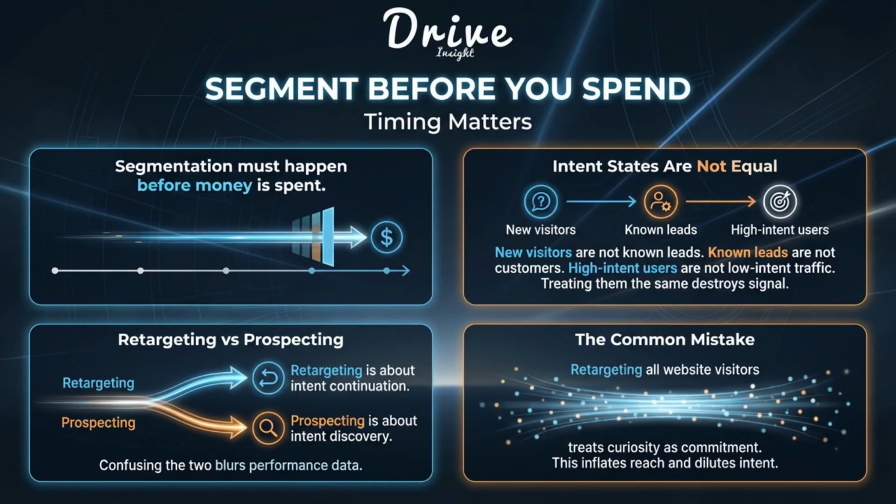That known lead's not treated like a typical customer. And the high intent users aren't treated like the low intent traffic. And this is the difference between retargeting and prospecting a familiar audience. After that, step 4 is to connect CRM data to audiences.